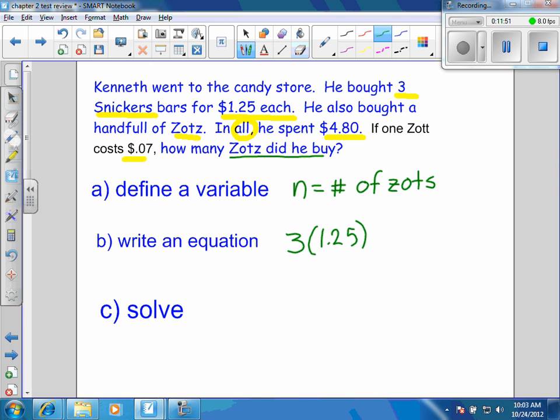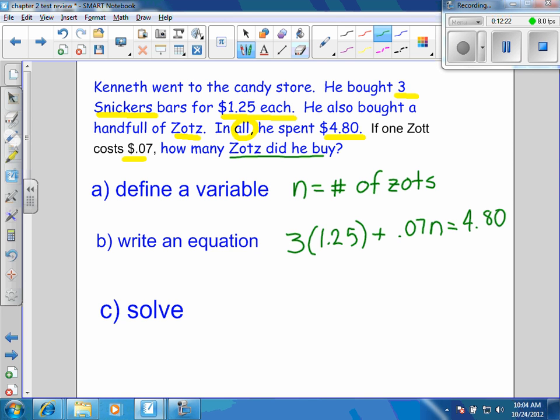Good. And then I did plus 0.07 times n, because we don't know how many Zots, so for every 1 Zot it costs 7 cents, equals $4.80. So you don't have to have n. You could have a different variable. I like n better than z for me because my z's and my 2's start to look alike. But you have a choice.